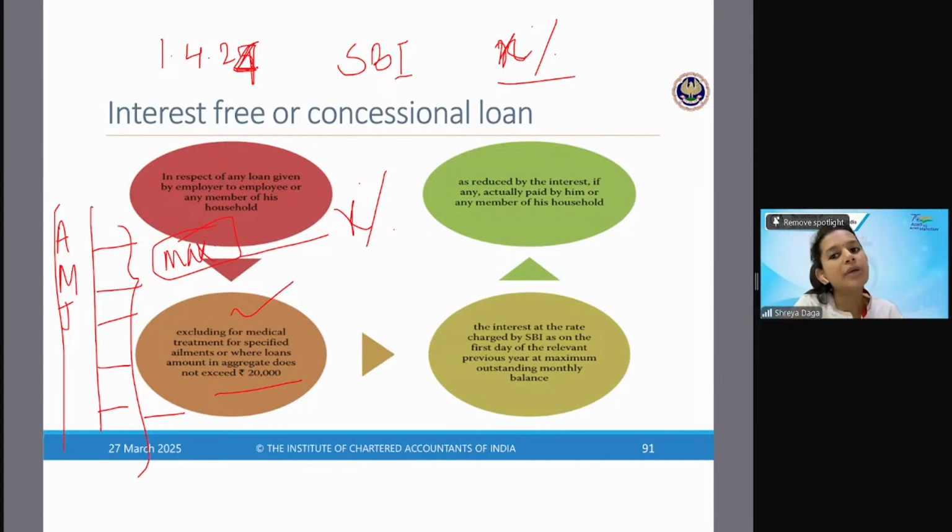It has to be reduced by the amount you have recovered from the employee, and it will be calculated at the SBI interest rate on 1st April 24 for the period for which the loan is taken on the maximum outstanding monthly balance. Okay. All right. This is simple to remember.